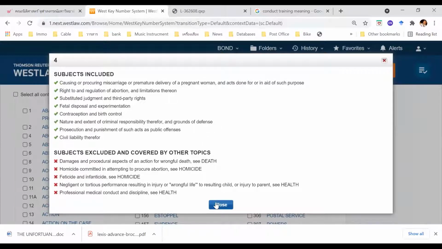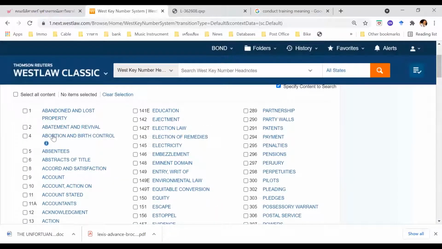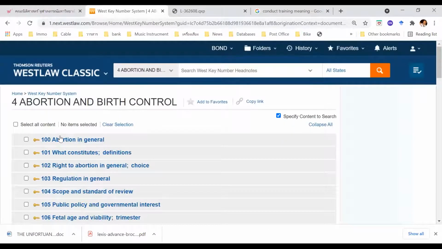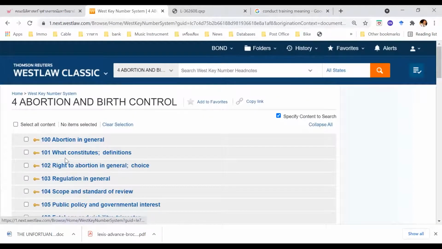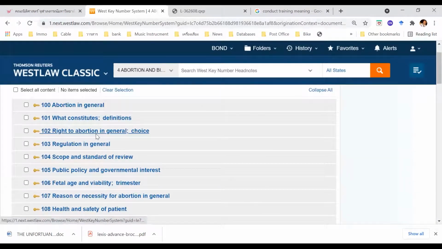So I'm happy with that. I want to see it, so I just click on this. Put the mouse over there and click on this. And you look at that. Westlaw will give you a key for each topic. So I told you earlier, I'm looking for the definition. What's the constitutional definition? So I just click on this.